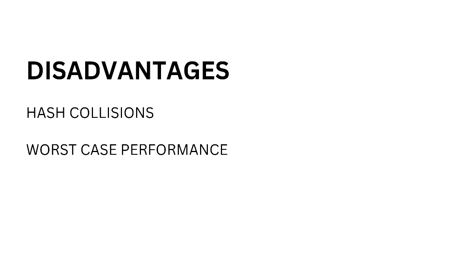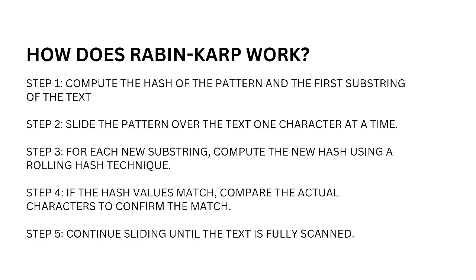So now let's take a brief look at the steps of executing Rabin-Karp before we move on to the code. Step one: compute the hash of the pattern and the first window of the text. Step two: slide the pattern over the text one character at a time. Step three: for each new substring, compute the new hash using the rolling hash technique. Step four: if the hash value matches, compare the actual characters to confirm the match. And step five, the last one: continue sliding until the text is fully scanned. So this is the step-by-step process.